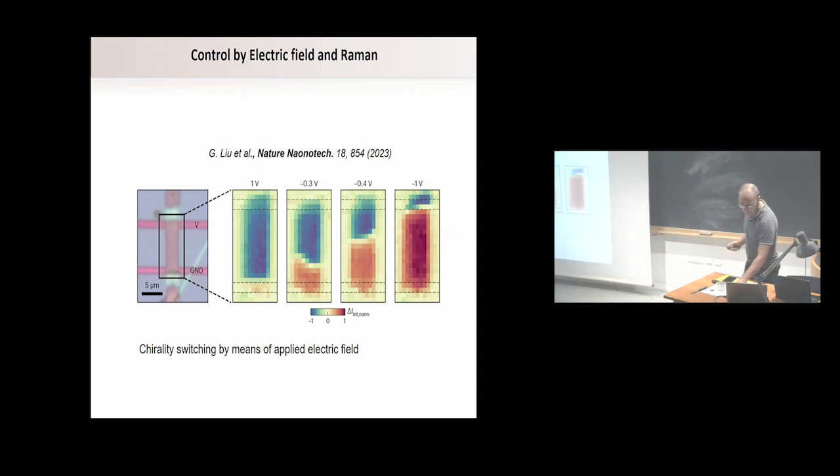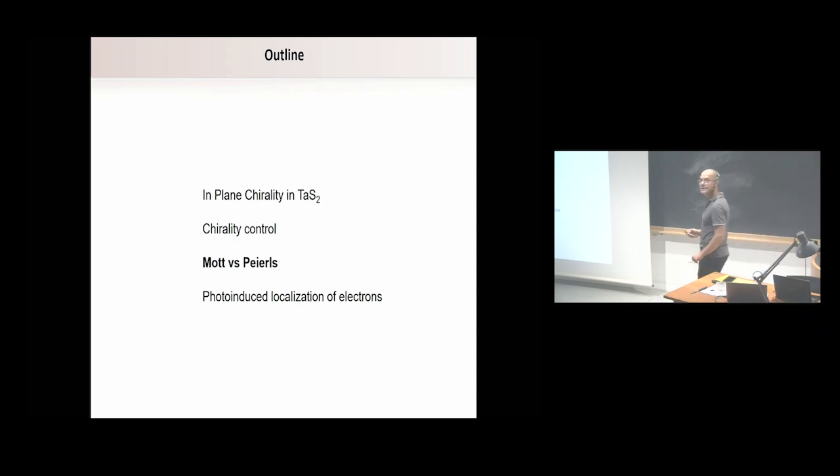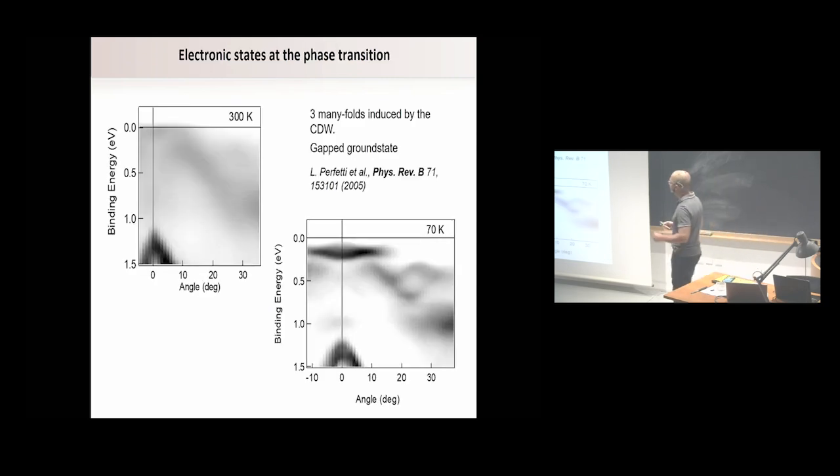Okay, so this is about it for the chirality. And now we go to the Mott versus Peierls question in this kind of compound. These are very old data, in which, in this color scale it's not very clear, but when you are in this nearly commensurate phase that is metallic, you have a band that crosses the Fermi level. When you cool down, you do get a gap opening here, and this corresponds to the metal-insulator transition that you have seen in resistivity.